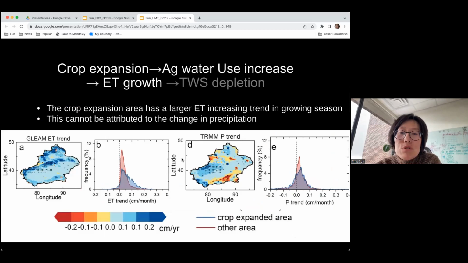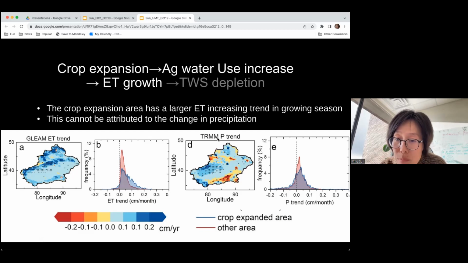Now we would like to look at how the agricultural water use increase contributes to the ET growth, which means water loss through increased ET. Here, when we look at the ET trend from the GLEAM dataset, which is an all satellite data driven product, we can clearly see this huge increasing trend of ET during the same time period.